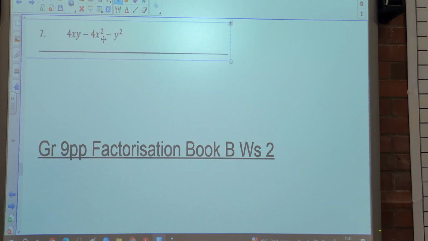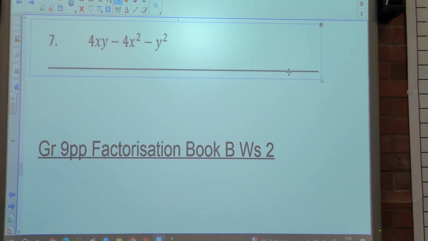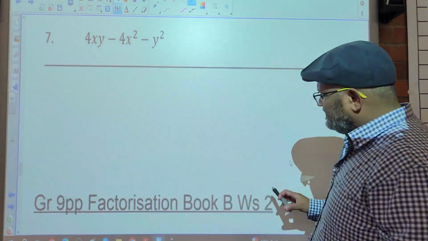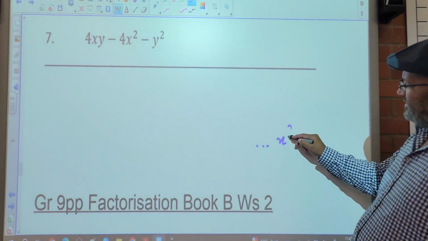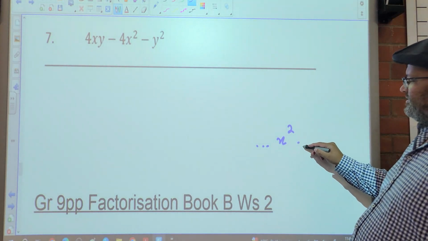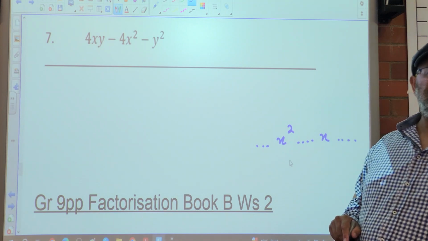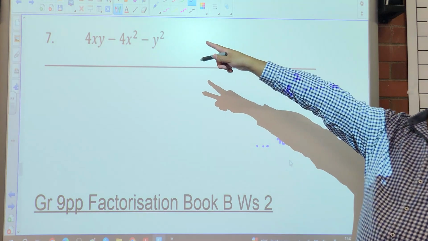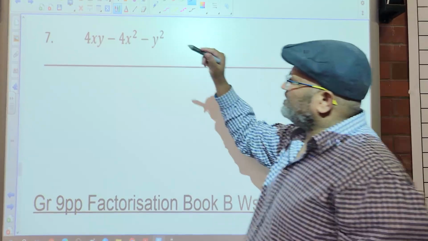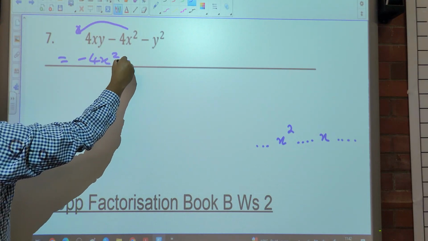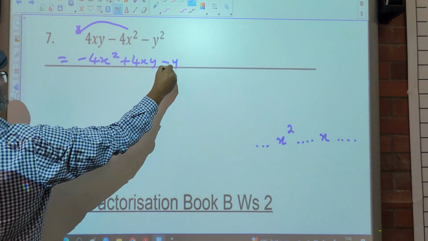Number 7 is the last one. What do you notice here? Is that in the standard form of a trinomial? The standard form is always going to be x squared, something x, and a constant. Not so? So I must get that in that form first. Okay? So I'm going to put that in front. So it's going to become minus 4x squared plus 4xy minus y squared.